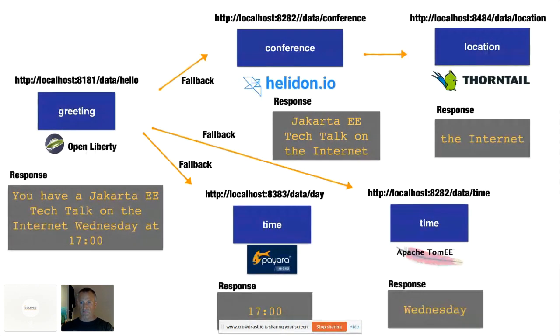I have one microservice, called the location service, which I'll build on Thorntail, which will tell me where I am. For this talk, for example, the response should be the internet. That's where I'm doing this talk, but it could be in a city somewhere. So I just have to configure the service with the location of where I am before I go to bed. Hopefully I'll know where I am then.